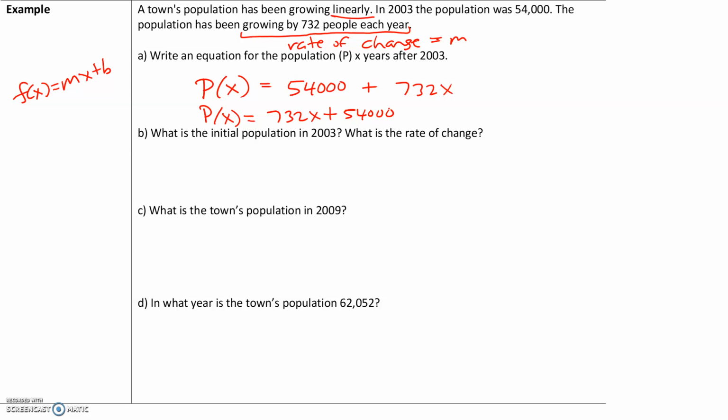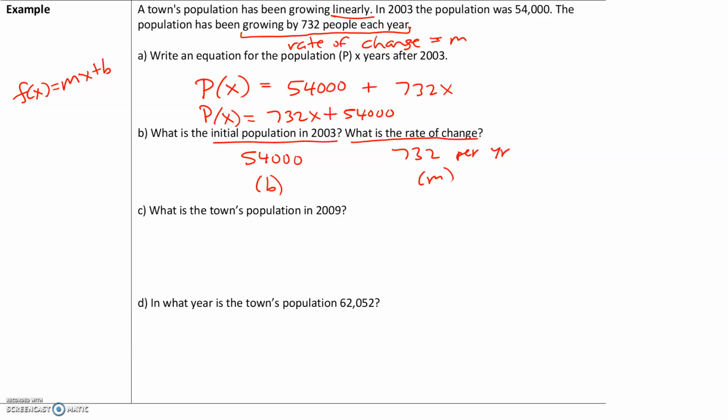What is the initial population in 2003? Well, the initial population in 2003 is 54,000. This is like the b value. What is the rate of change? So every year, how much is the population changing by? It's changing by 732 people per year. And that is your rate of change, or the slope.